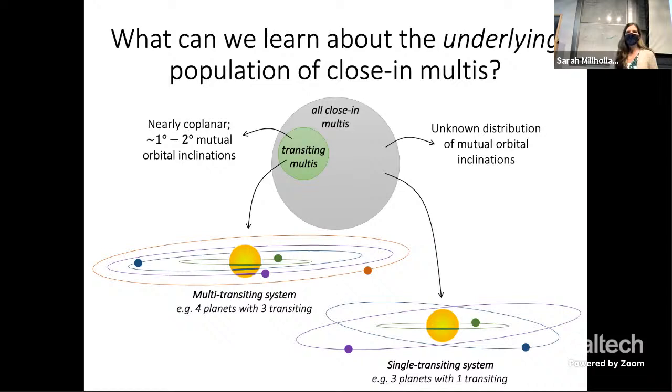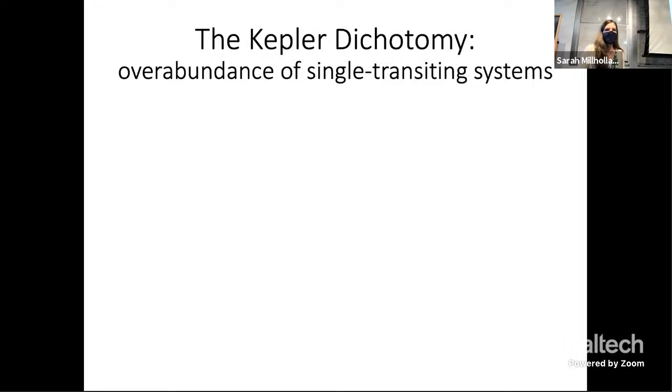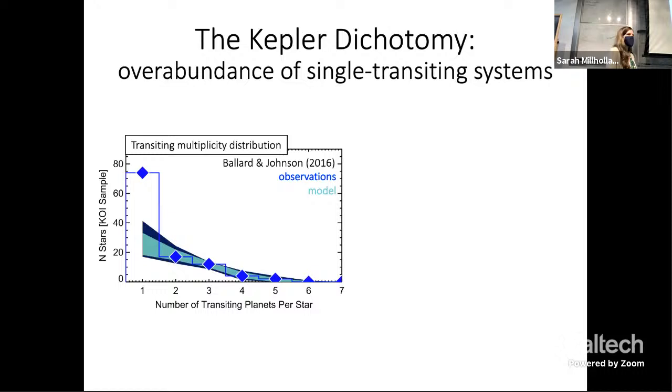It is our goal with this to try to better understand the distribution of mutual orbital inclinations of the population of all close-in multis. And this has really interesting implications for understanding the planet formation processes of these close-in systems. So we can find clues about the underlying distribution of mutual orbital inclinations by looking at what is called the observed transiting multiplicity distribution.